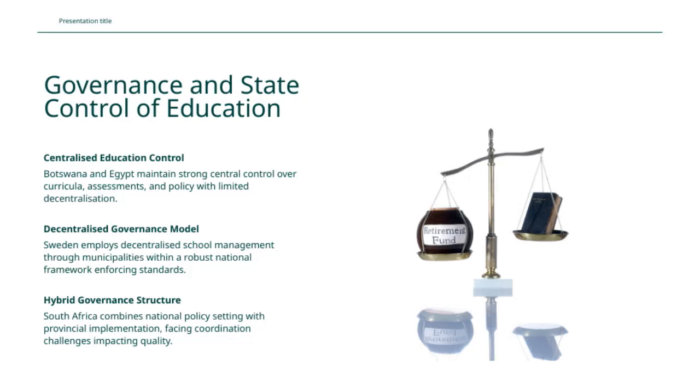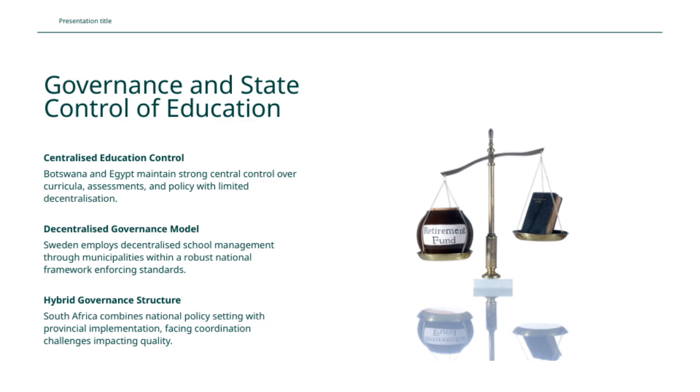Let's take a closer look at governance and state control of education across different contexts. Botswana and Egypt, for example, maintain strong central control over their curricula, assessments, and policies. This means that decision-making is highly centralized, with limited room for decentralization or local input. Such an approach can ensure consistency and uniform standards, but it may also limit flexibility at the local level.